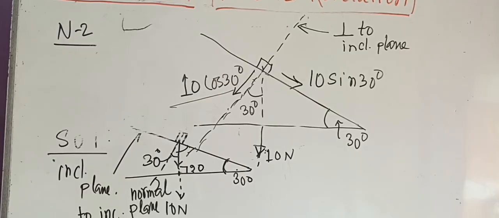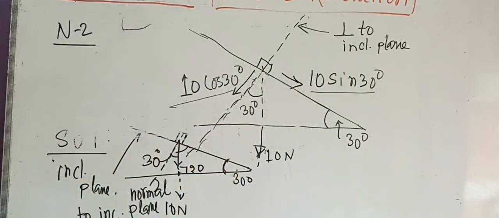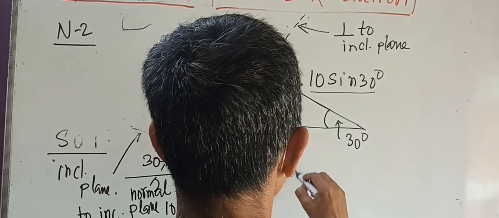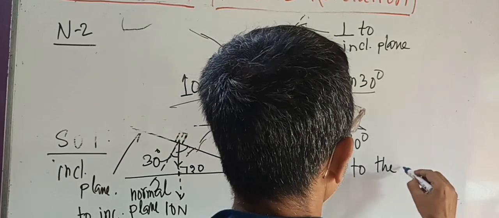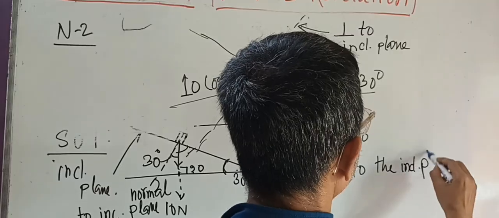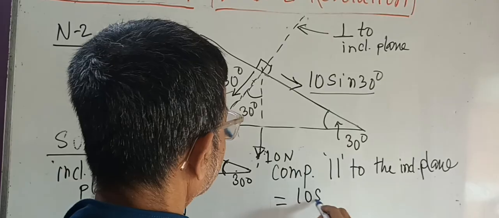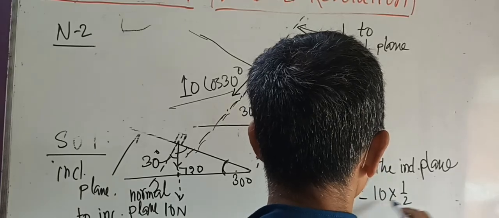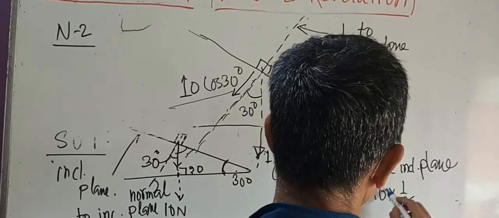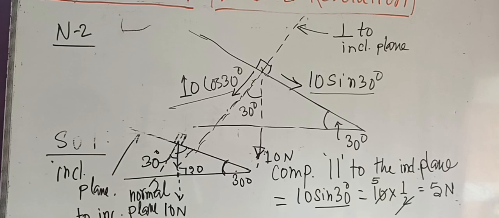So component parallel to the inclined plane, right, is 10 sin 30. 10 into half. Value of sin 30 is half. This standard value 5. So it would be 5 Newton. Right?